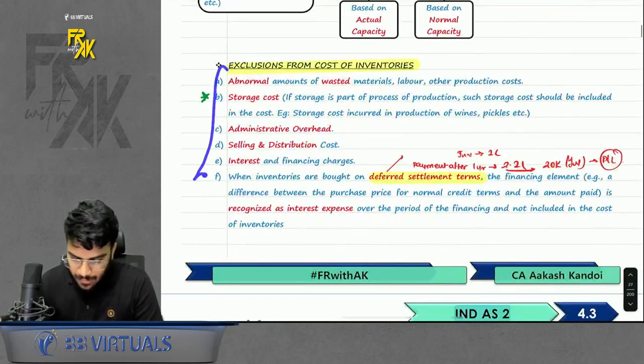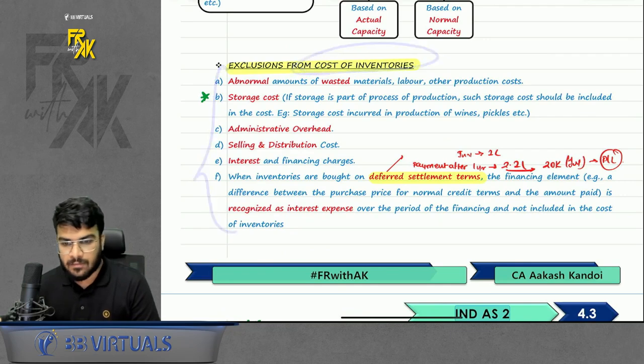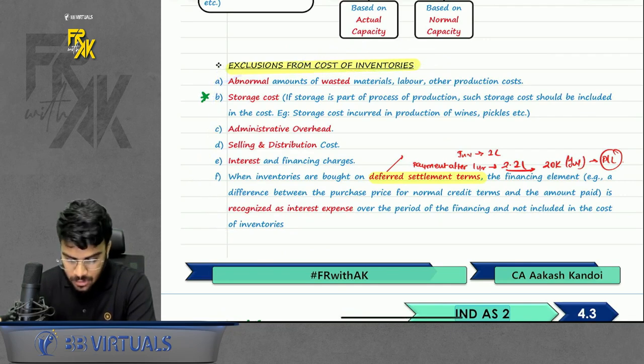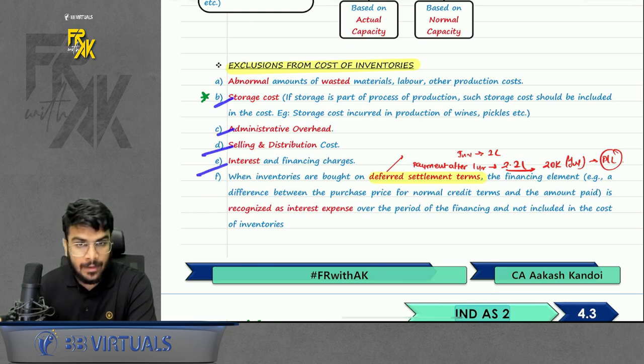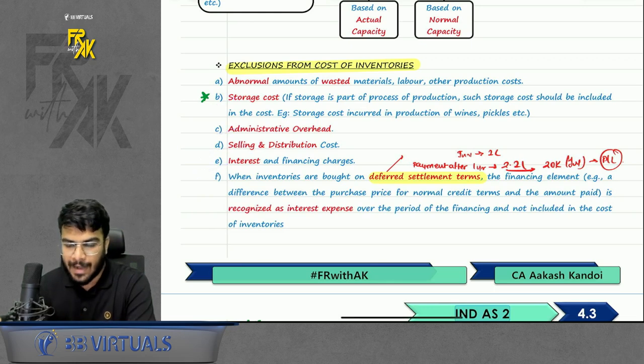The following amounts will never be included in the cost of inventories. Which are those amounts? Any abnormal cost, storage cost, admin, selling, interest. Whatever you incur will never be added to cost of inventories. Acha, there is one important point for storage cost. Normally, storage cost is incurred after the inventory is ready, but before selling it. So we do not capitalize it in the cost of inventory.